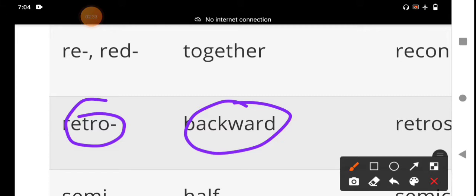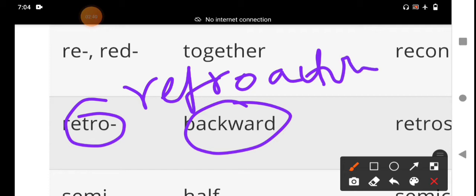For example, retroactive. What is the meaning of retroactive? Retroactive means applying or referring to the past. That is the meaning of the retroactive.